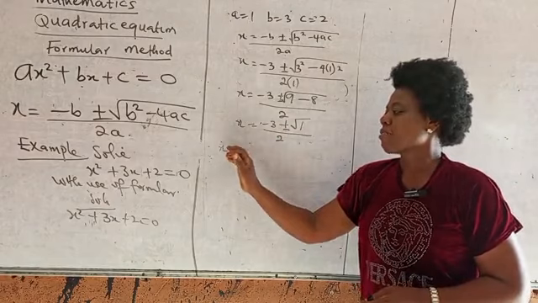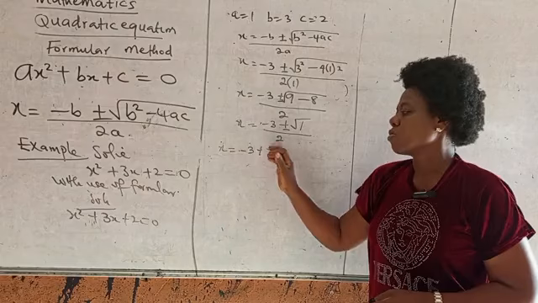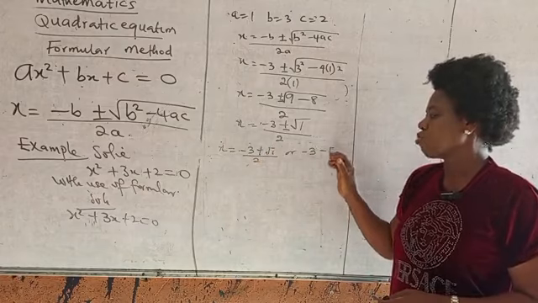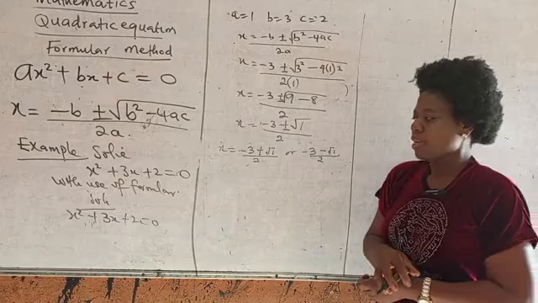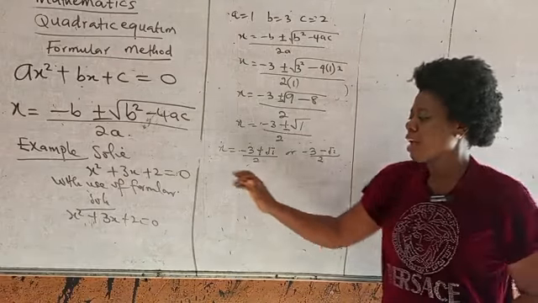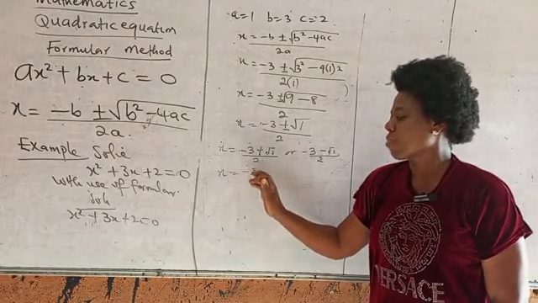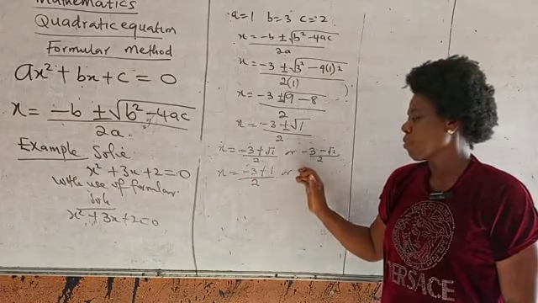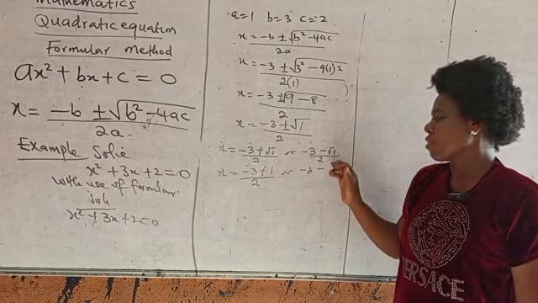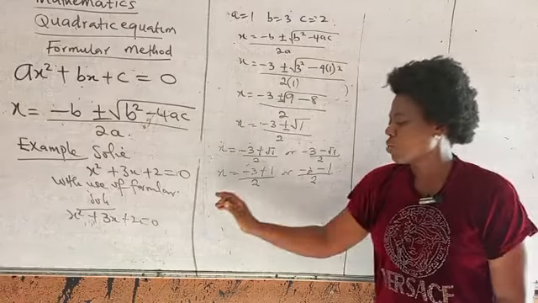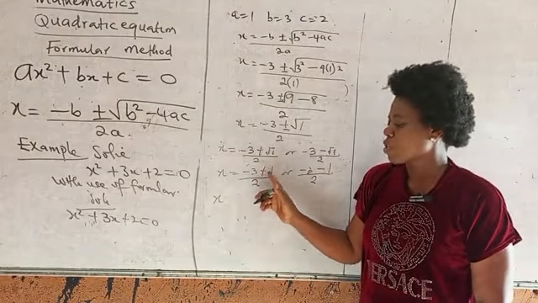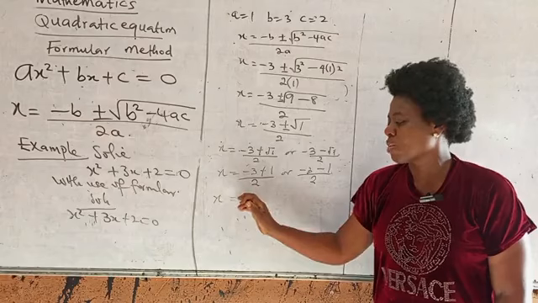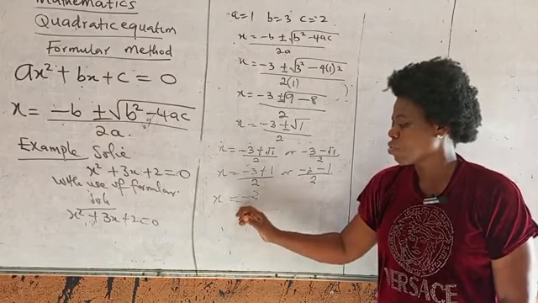What does this interpret? It means that x is equal to minus 3 plus root 1 over 2, or minus 3 minus root 1 over 2. Is that taken? Because we have 2 operations there. From there we have x is equal to minus 3 plus what is the square root of 1? 1 over 2. Or minus 3 minus, what is the square root of 1 again? 1 over 2. You now ask yourself, minus 3 plus 1. I'm owing money, 3 naira, and I have 1 naira. How much am I still owing somebody? Minus 2 divided by 2.